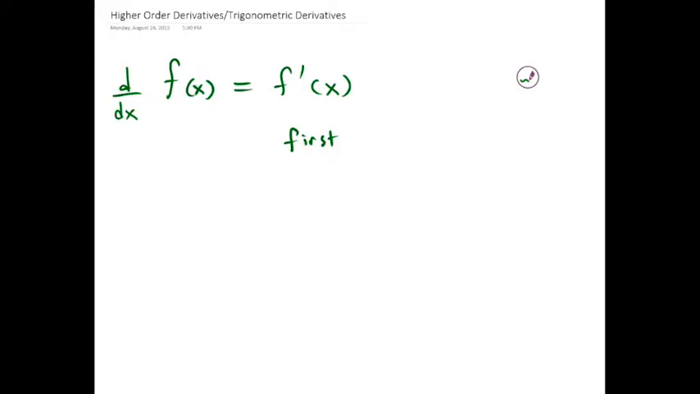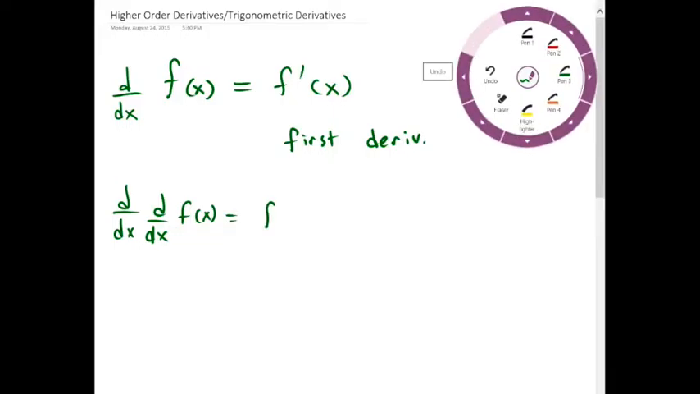In this video, we're going to do higher order derivatives and trigonometric derivatives. So we're going to start with higher order derivatives. So far, we've had a function, and we find its derivative by using the operator d dx. So that's just doing that. This is called the first derivative. So we can apply d dx again, and we get something called the second derivative.